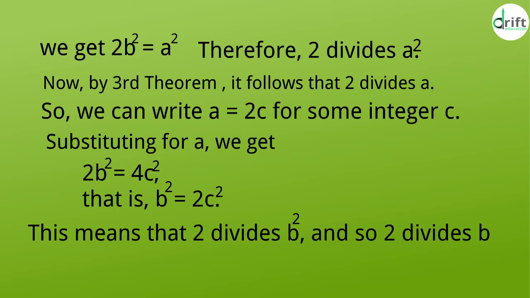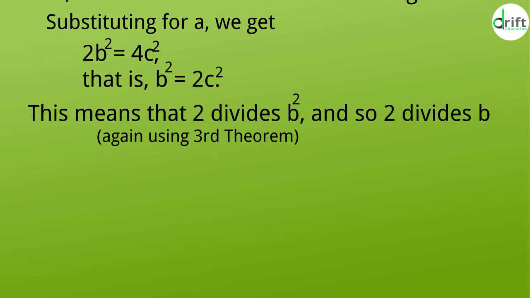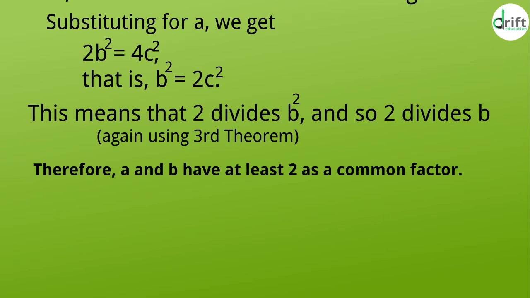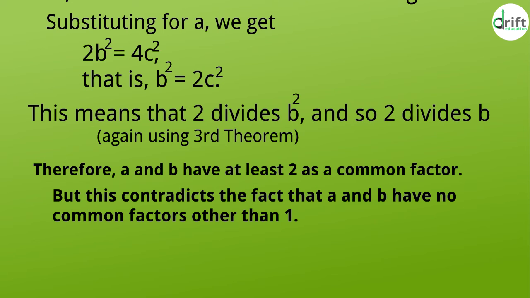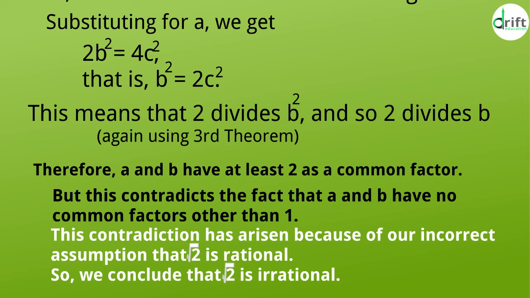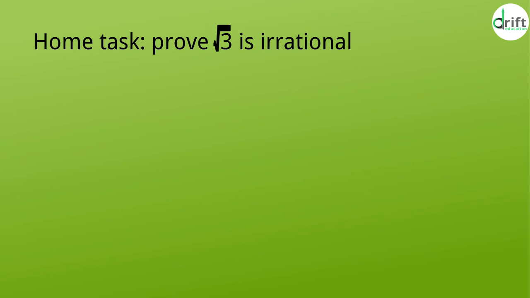This means that 2 divides b square, and so 2 divides b, again using the third theorem. Therefore, a and b have at least 2 as a common factor. But that contradicts the fact that a and b have no common factors other than 1. This contradiction has arisen because of our incorrect assumption that root 2 is rational. So we conclude that root 2 is irrational. You can try this for root 3 also.